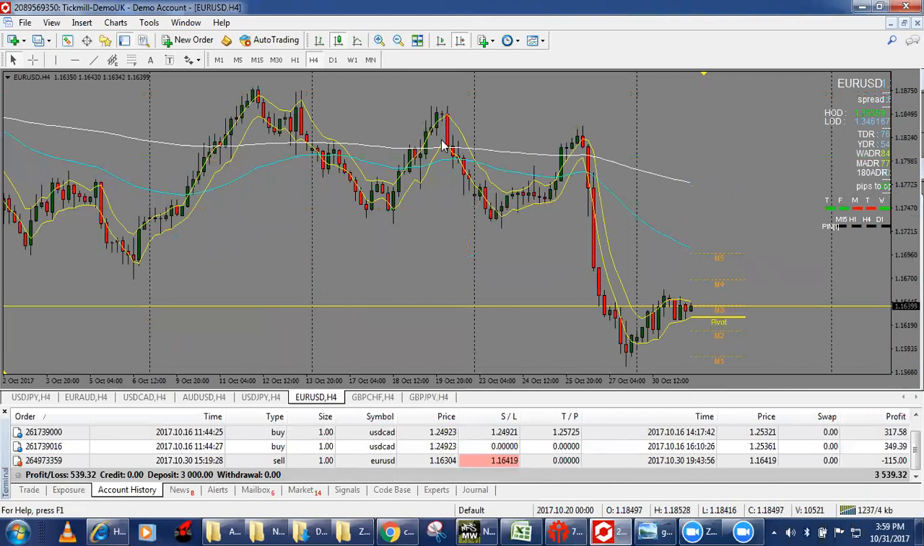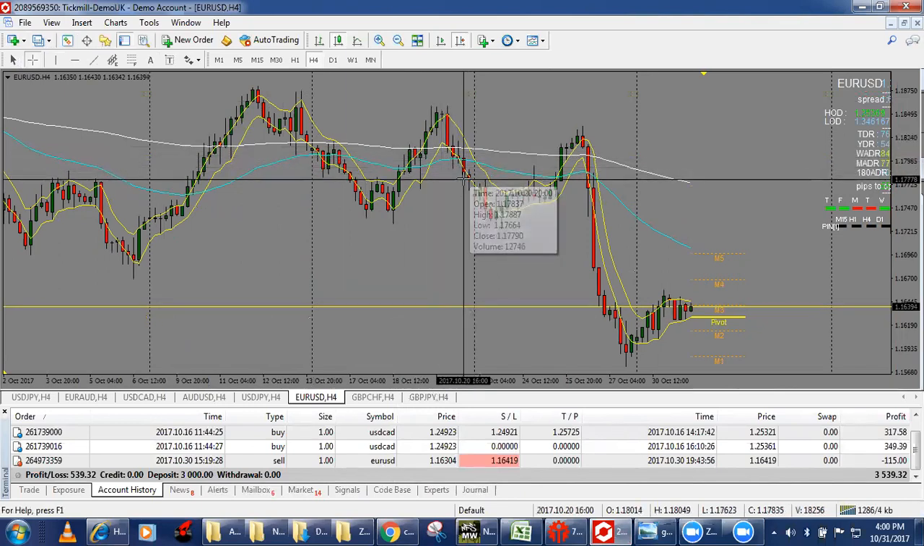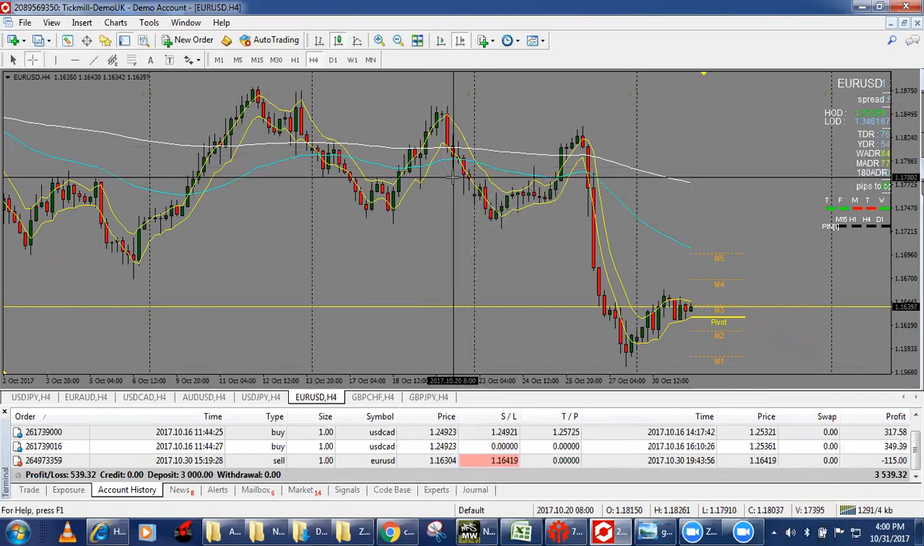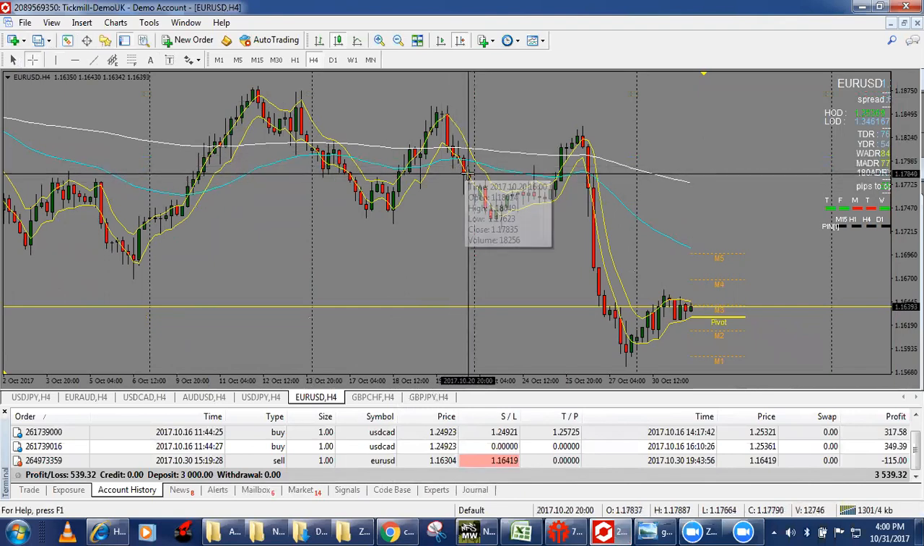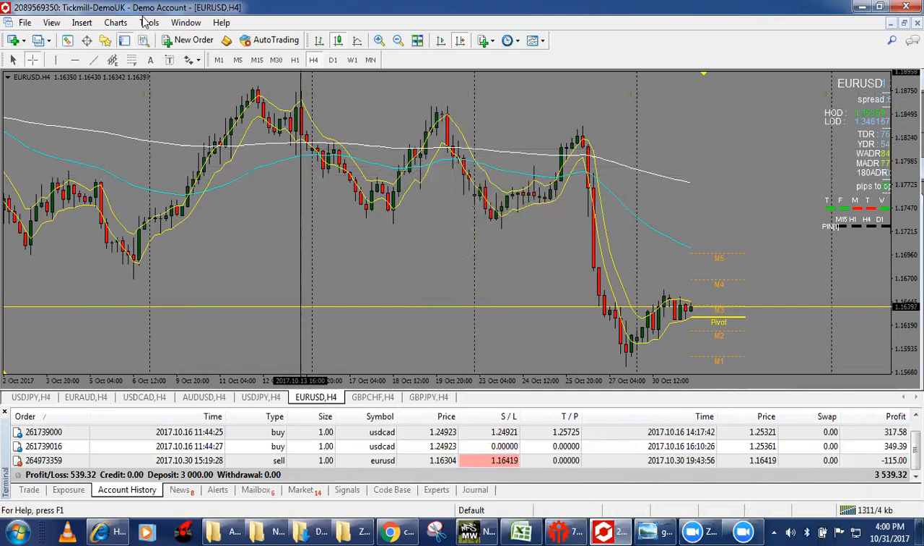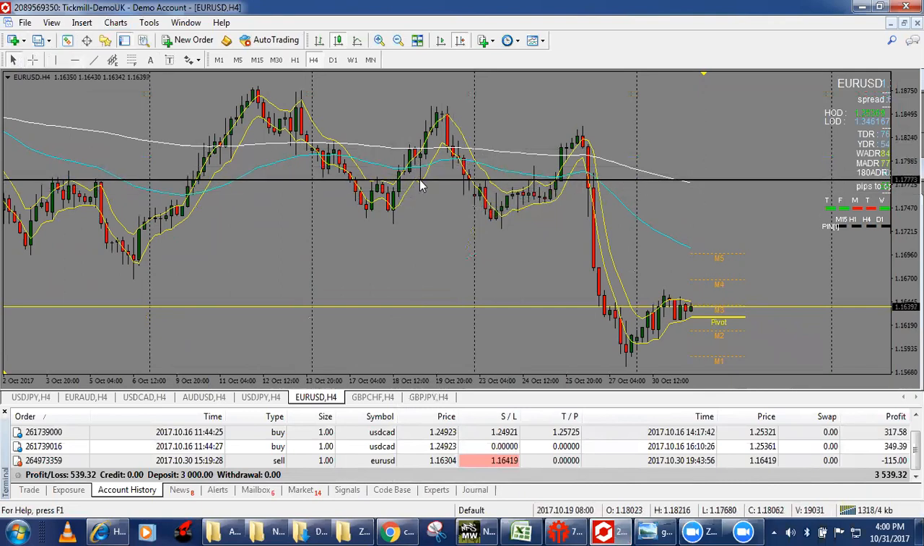Euro USD. Let's see. What time did I initiate the trade? 15:19. Euro USD. Right. Around somewhere on this candle here. This is when I initiated my trade. So I initiated my sell on this, right?